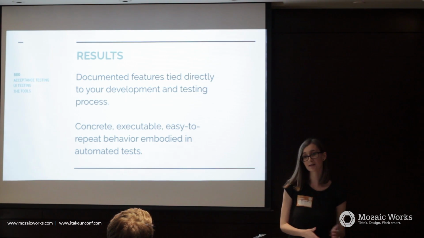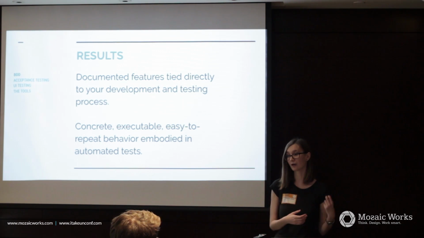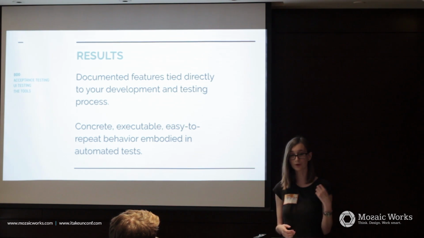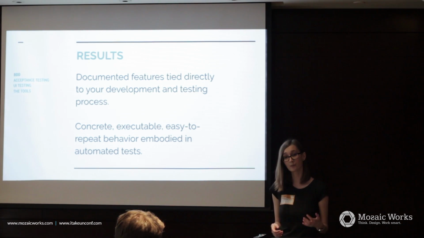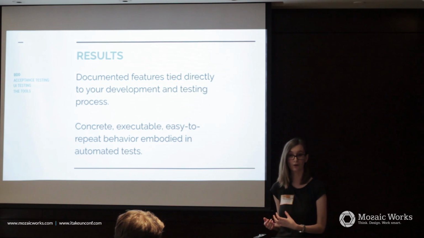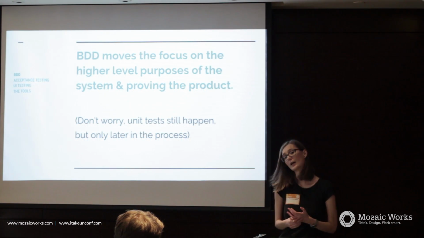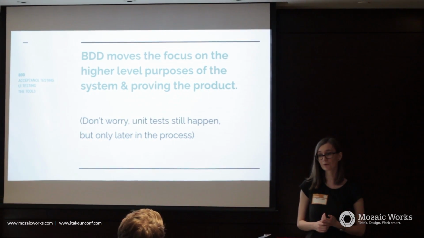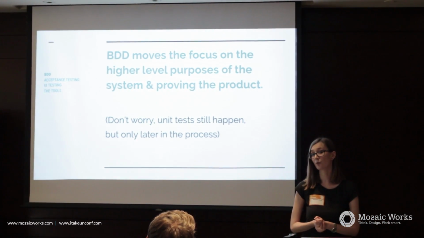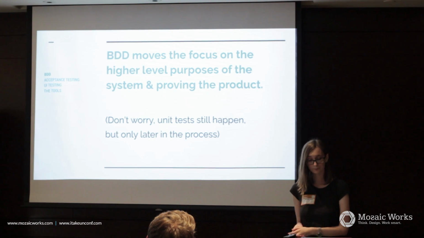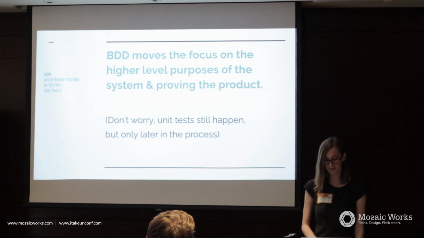At the end of this process, you get documented features that are tied in with your development environment, with your testing process, and you have concrete, executable, easy-to-repeat behavior that lives in your automated tests, which is great for continuous delivery. Behavior-driven development moves the focus to higher-level purposes, such as what does the user want, how do they get there, and unit testing still happens, but only later in the process.